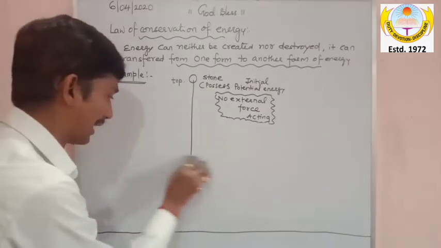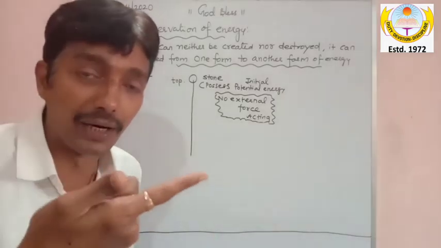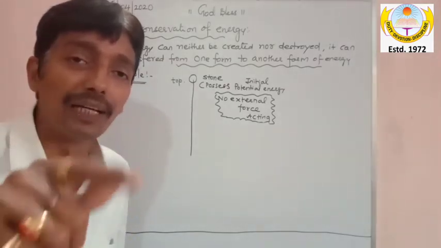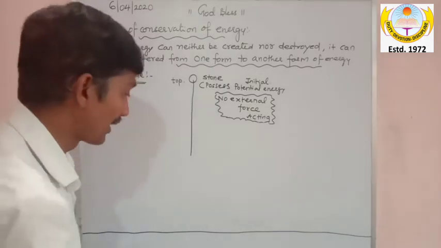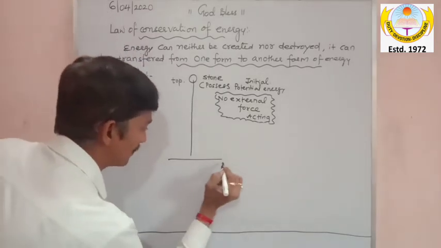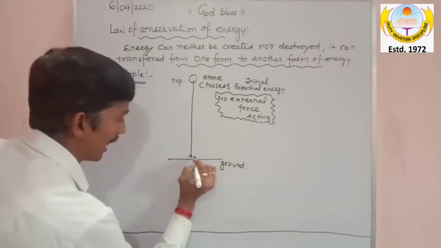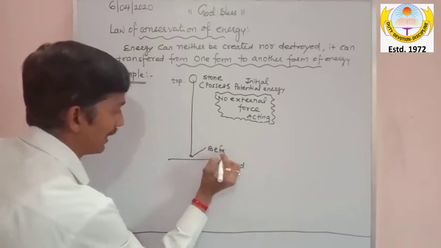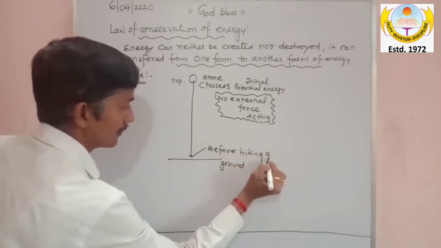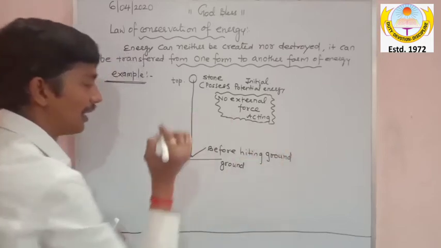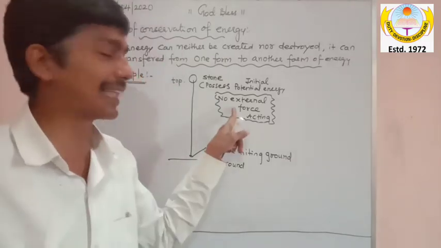What care do I have to take, my dear? Sir, if I write the words it hit the ground, the ground will exert a force. But I said there is no external force. So what is the meaning? Here is the ground, and here the ball reaches, and I will say before hitting the ground. Why have I said before hitting the ground? Because as soon as it hits the ground, there will be an external force acting on it.